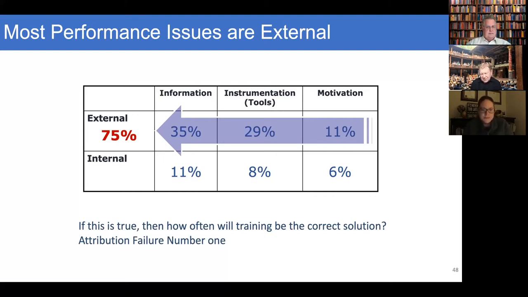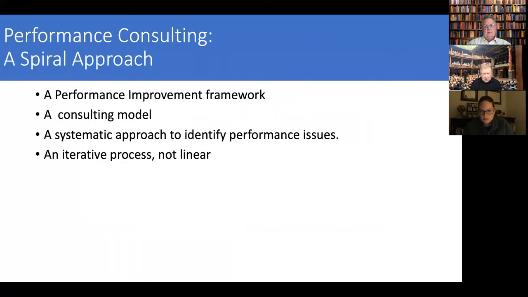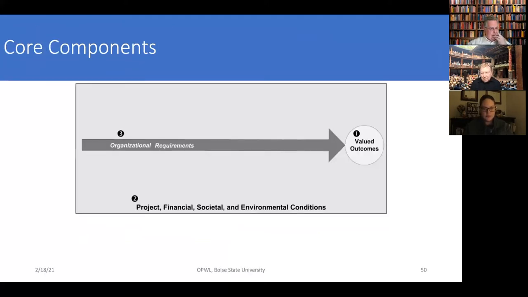But that gives you an idea of, don't get caught up in thinking that the solutions are always people issues. Performance consulting, and again, this is what you've all been waiting for. I love this model. This is the Boise State spiral model. What I love about this model, and I'm hoping you've all been exposed to it some way or another, is that they always start with the valued outcome. They look at what are the things in the environment that are potentially getting in the way, and then they have some type of organizational process.